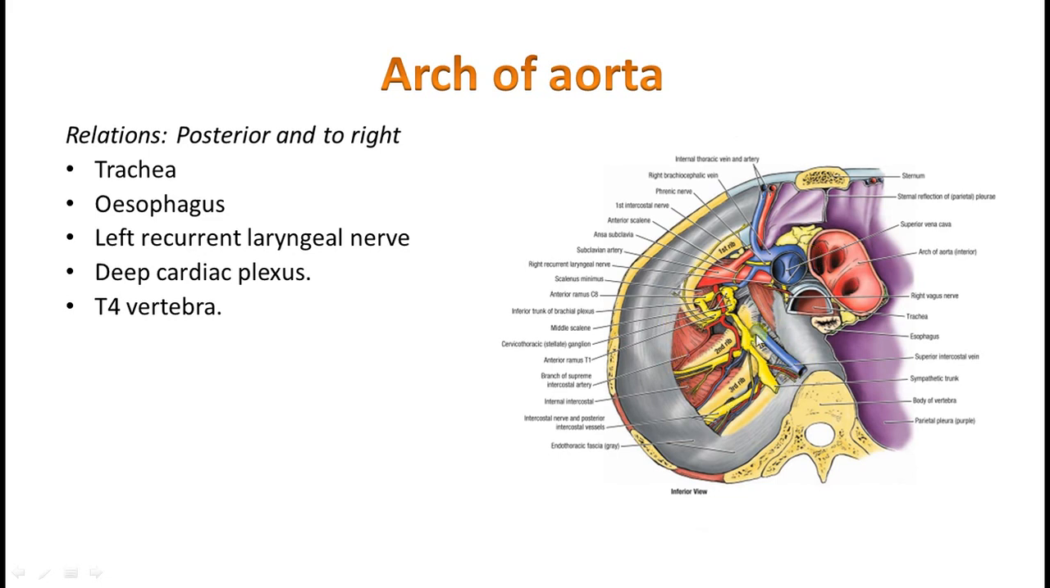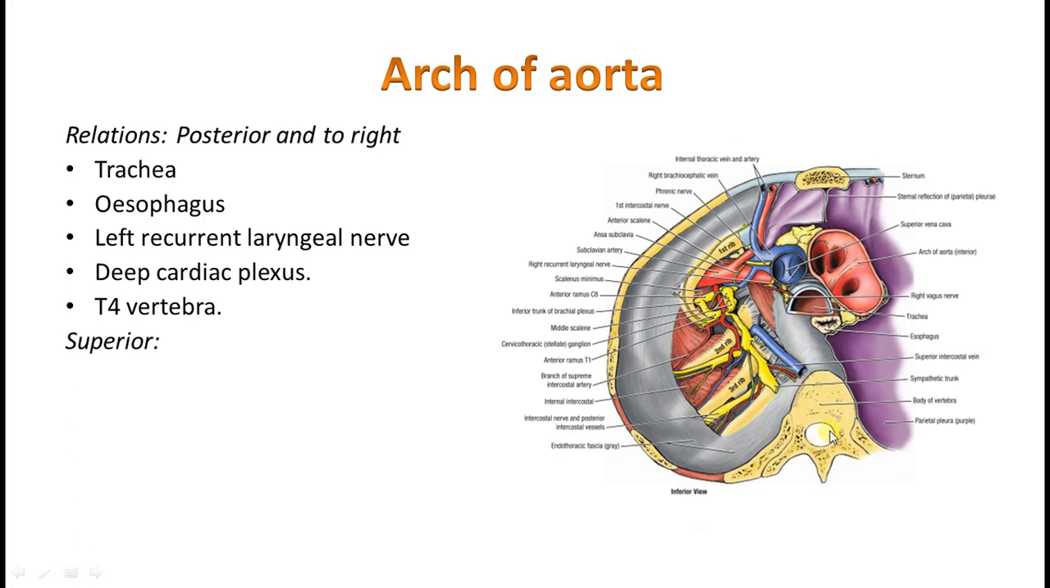In the posterior part of the intercostal spaces, you are able to see the posterior intercostal arteries. I am just explaining, this is not related to the aorta. You are able to see the sympathetic chain. This is the superior intercostal vein. So that is about the relations posteriorly and to the right. Mainly remember the trachea, esophagus, recurrent laryngeal nerve and fourth thoracic vertebra.